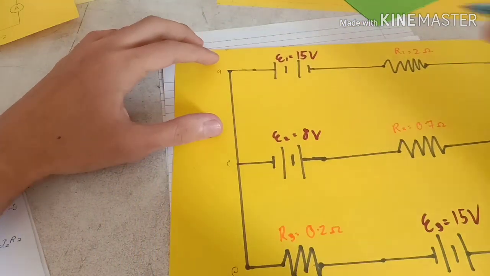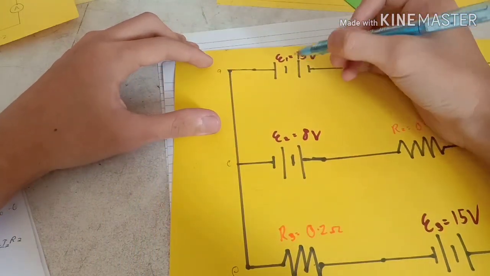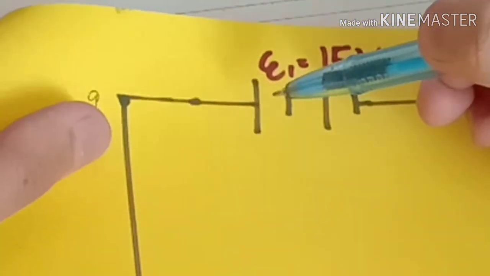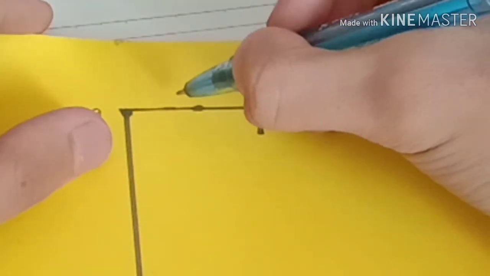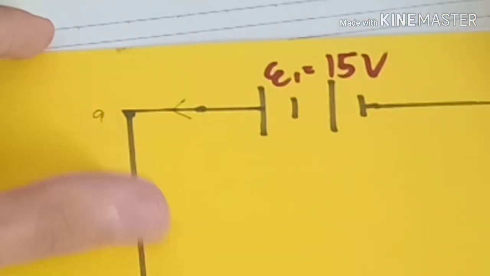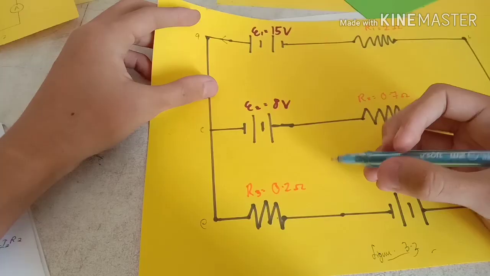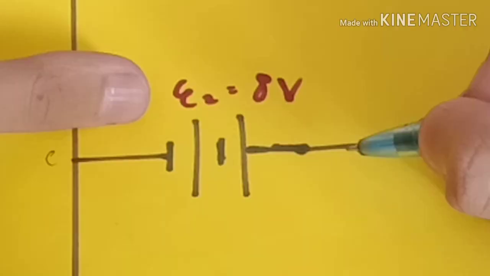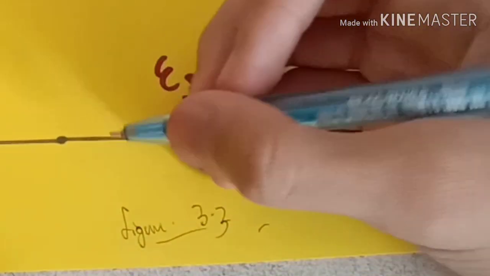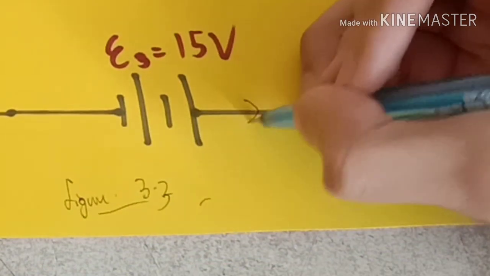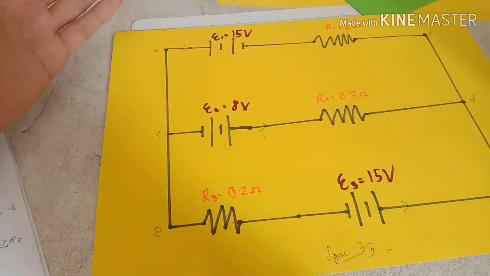So we check the labeling of the battery right here. Since the negative is right here and positive is right there, we label the current as flowing in this direction, and that goes the same for all the other wires, which is this one. So the current flows in this direction, and in this one the current flows in this direction. Okay, so now we know where the current flows.